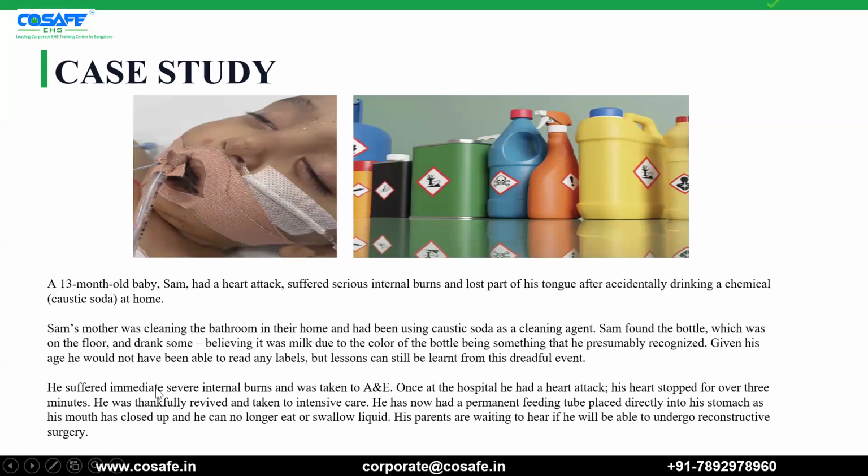Given his age, he would not have been able to read any labels, but lessons can still be learned from the dreadful event. He suffered immediate severe internal burns and was taken to A&E. Once at the hospital, he had a heart attack. His heart stopped for over 3 minutes. He was thankfully revived and taken to intensive care. He has now had a permanent feeding tube placed directly into his stomach as his mouth has closed up and he can no longer eat or swallow liquid. His parents are waiting to hear if he will be able to undergo reconstructive surgery.